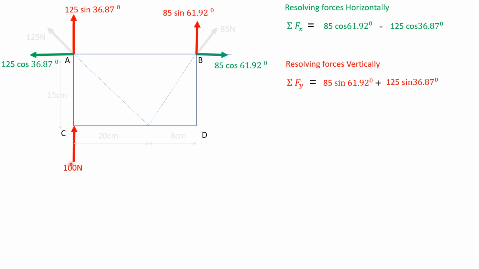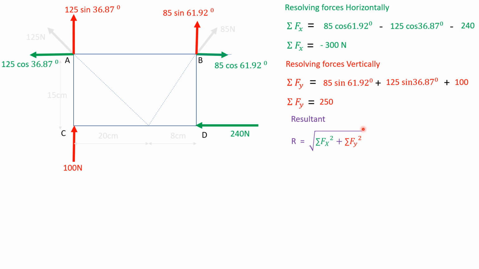Now resolution of this 100 Newton will be 100 Newton vertically, directed towards the positive y-axis, so plus 100. Now resolution of this 240 Newton will be 240 only, directed towards the negative x-axis, so it is the horizontal resolution, and it will be minus 240. Now calculating all this, we get summation Fx value and summation Fy value.